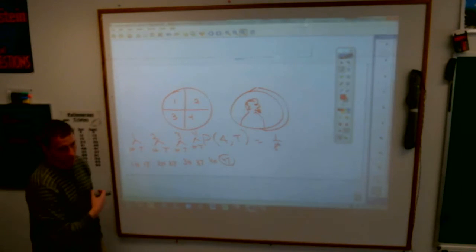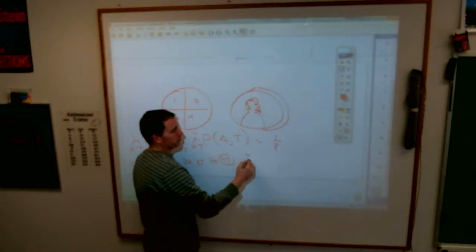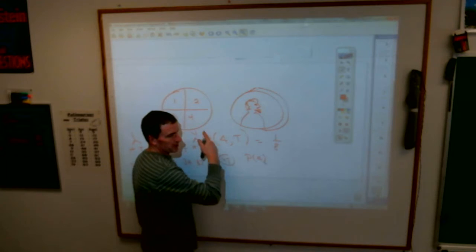Alright, you can sit down and do that whole sample space thing, or you can look at this and go, oh, what was my probability of spinning a 4? What's the probability of spinning a 4?